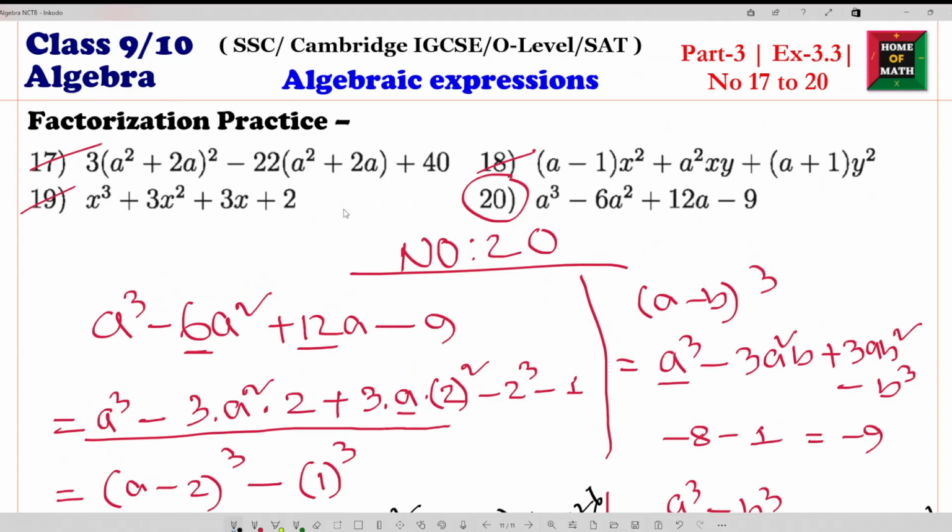Okay, so we have tried to solve 4 maths based on factorization practice algebraic expression exercise 3.3, and this is a very important part for examination.